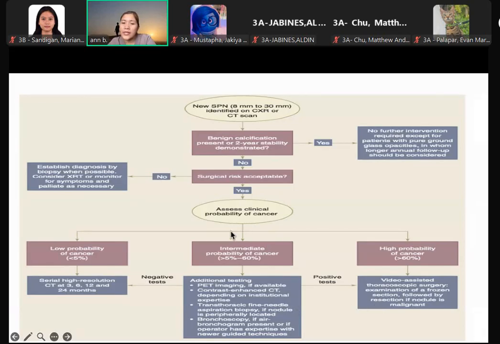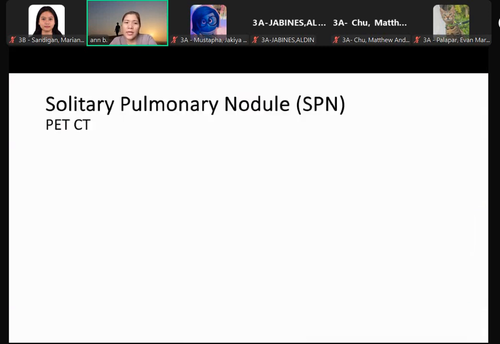Or again, in intermediate probability of cancer, then you can do VATS already for frozen section followed by resection if the nodule is malignant. So it is diagnostic as well. VATS is diagnostic as well as therapeutic for the patient.